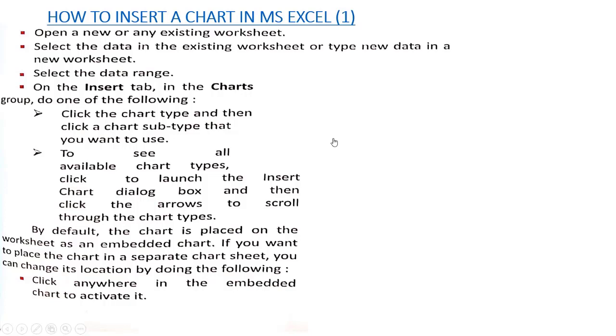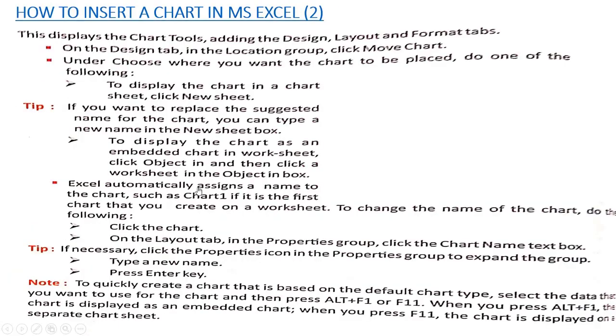To find chart subtypes, you can click to launch the Insert Chart dialog box and then click the arrow to scroll through the chart types. Remember, by default the chart is placed on the worksheet as an embedded chart. If you want to place the chart in a separate chart sheet, you can change its location by doing the following steps. First, click anywhere in the embedded chart to activate it.